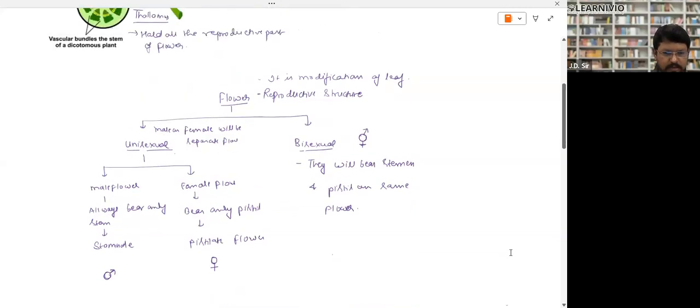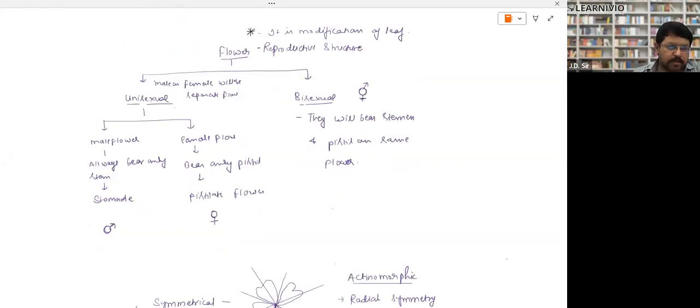Okay. Flower is the modification of the leaf. This is a question I've been asked. What is flower? Flower is a special modification of leaf, right? Male or female flower. Look, flower, this is important.